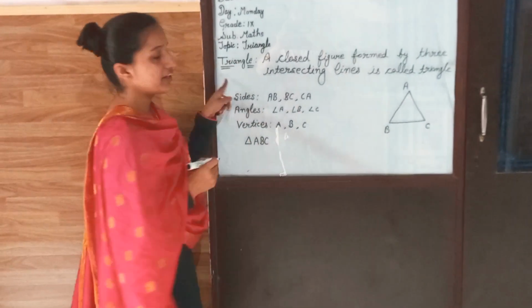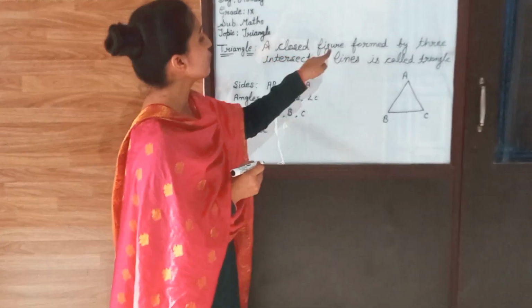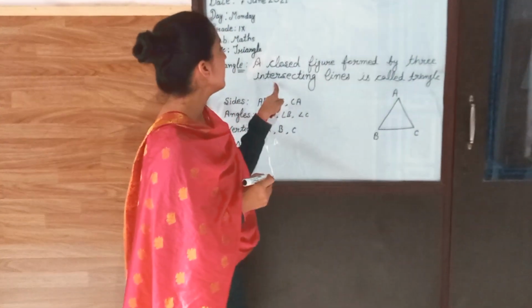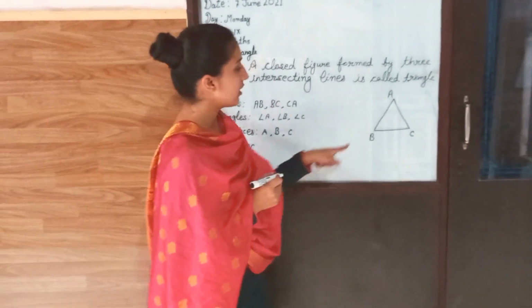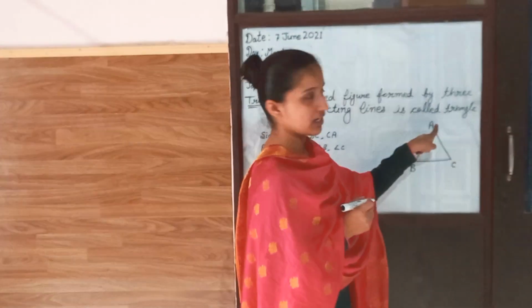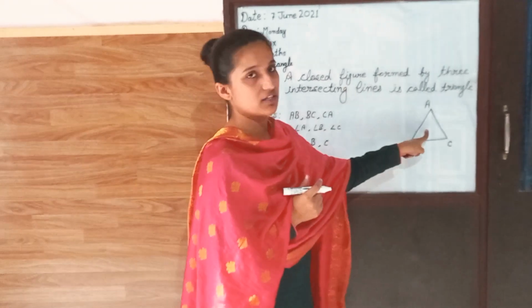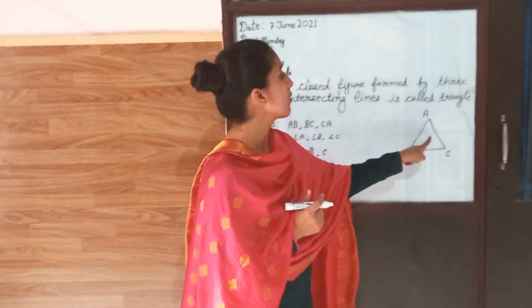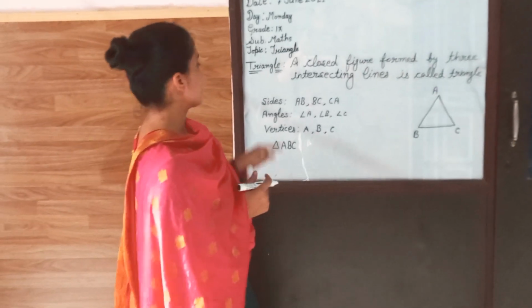I have written here the definition of triangle. What is it? A closed figure formed by three intersecting lines is called a triangle. Here are three lines AB, BC and CA. These are intersecting lines. It is a closed figure. Such types of figures which are formed by three intersecting lines are called triangles.